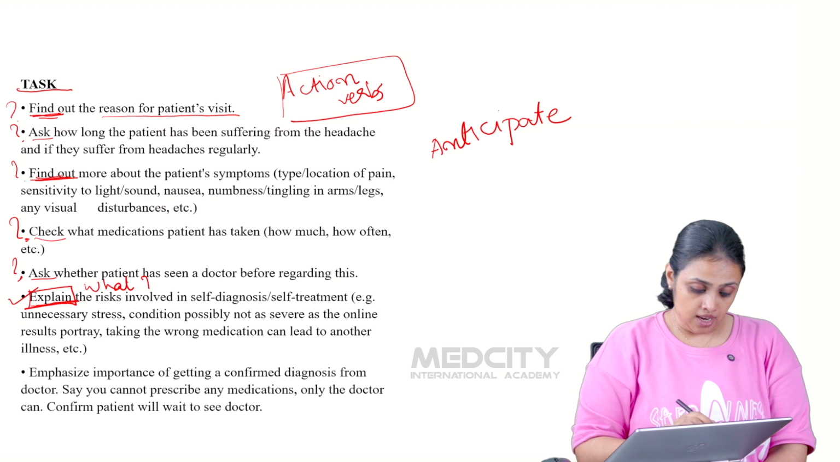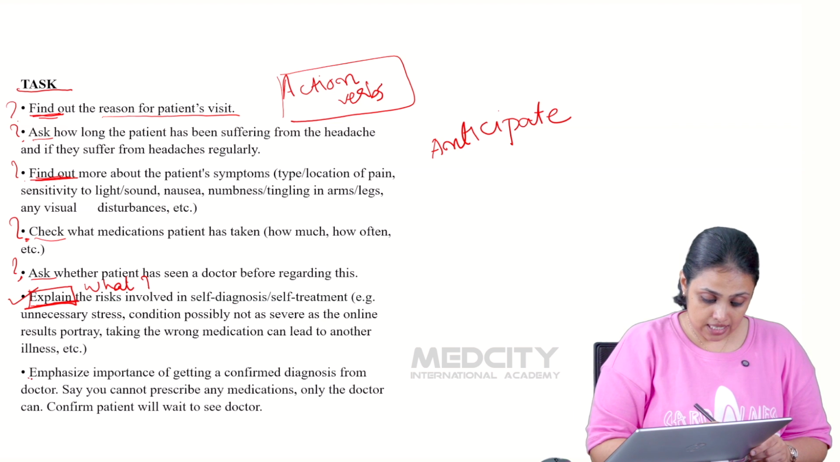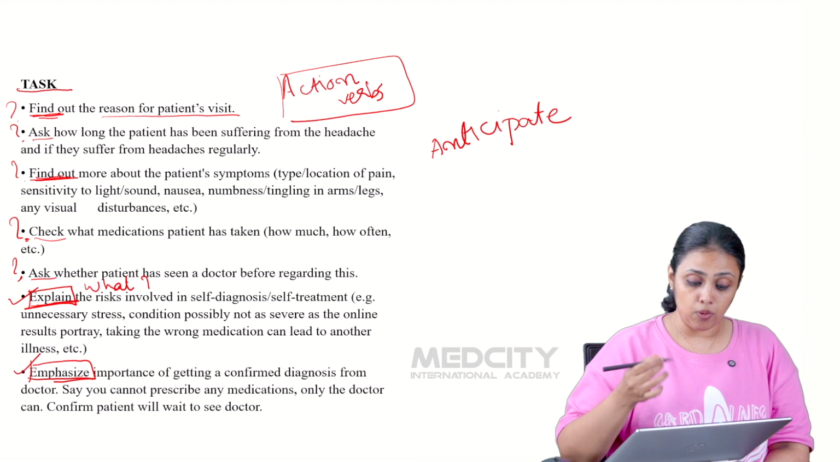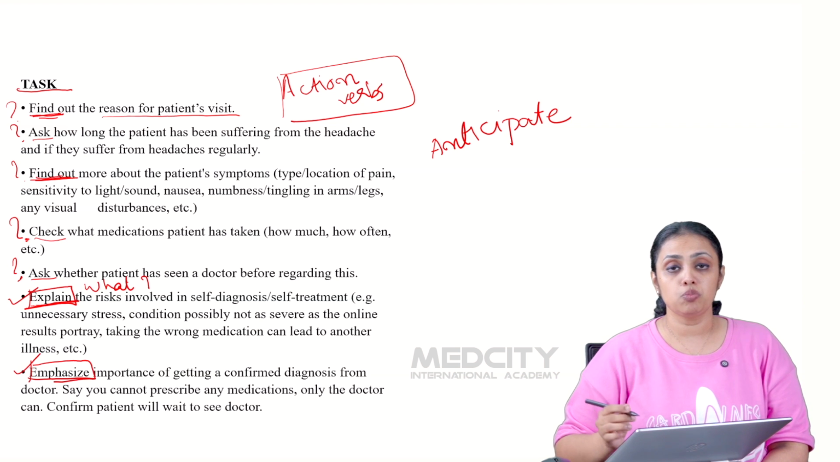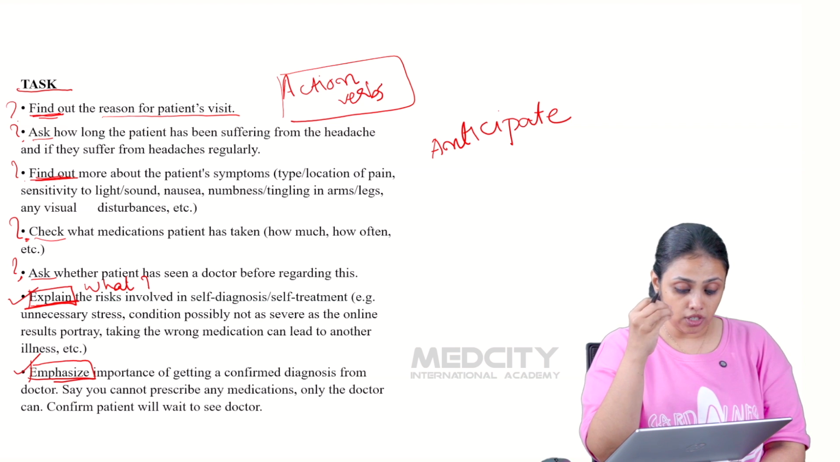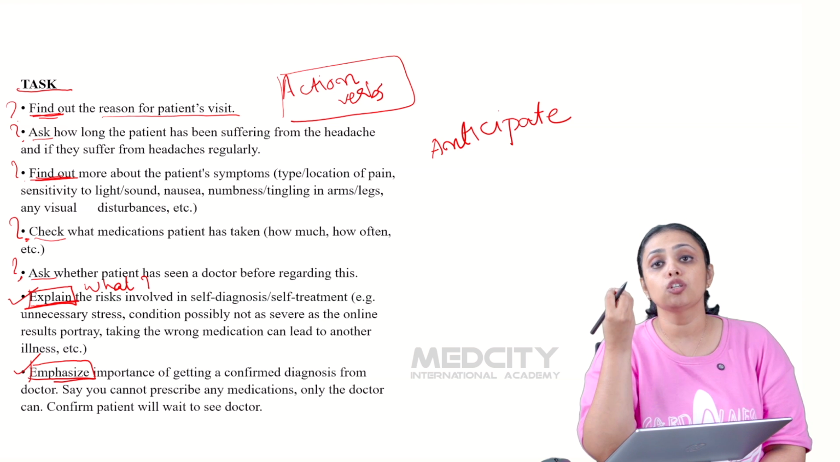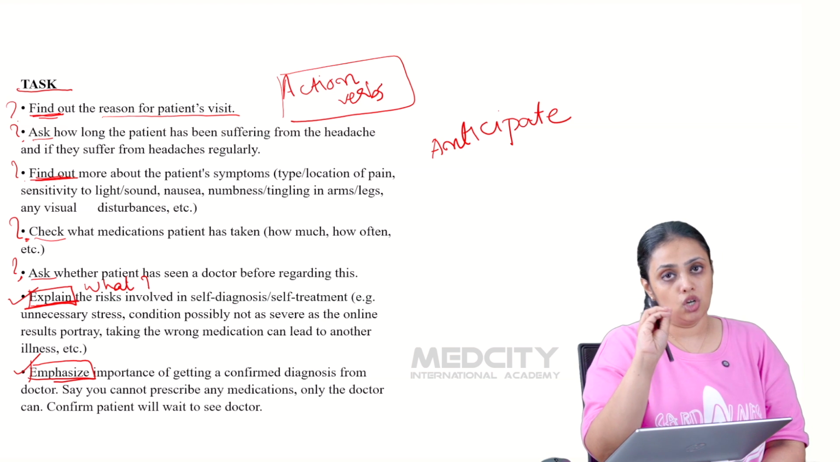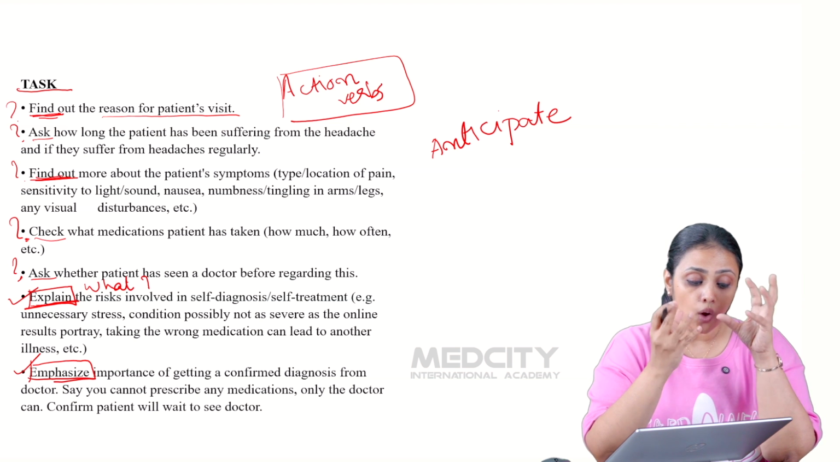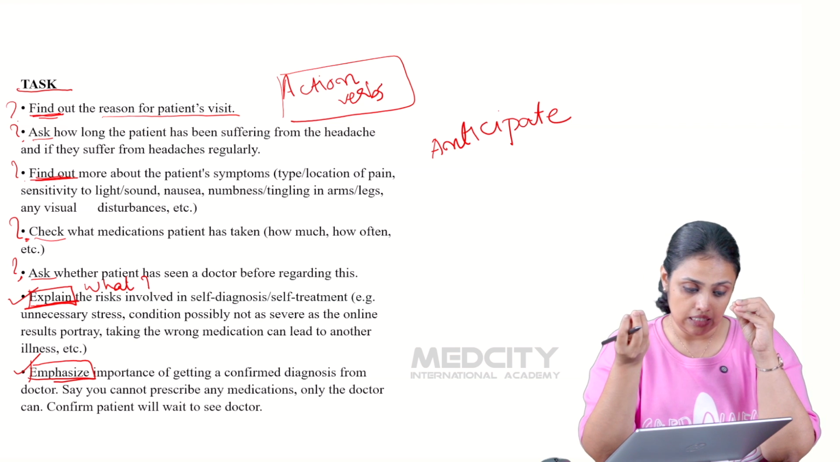Okay. Now the next point, emphasize. So this is again not gathering information, you're giving out something. Emphasize the importance of getting a confirmed diagnosis, which means that you're stressing the need or necessity or importance of getting the diagnosis confirmed by a doctor. Now this is how you have to understand, how you have to construct the sentences.